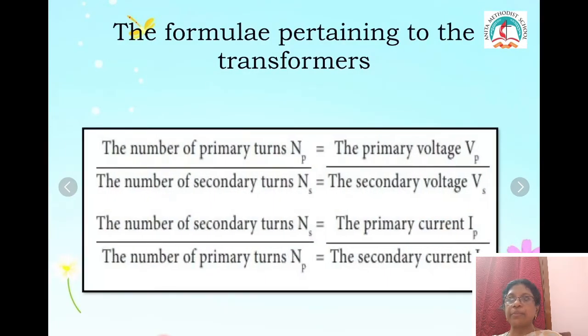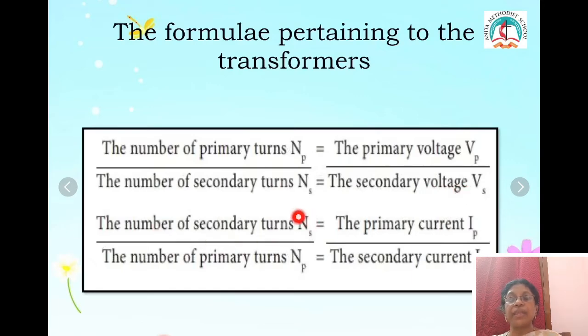Next, the formulae pertaining to transformers. The number of primary turns Np by the number of secondary turns Ns is equal to the primary voltage by the secondary voltage. So Np by Ns is equal to Vp by Vs. The number of primary turns Np is directly proportional to the primary voltage. The number of secondary turns Ns is also directly proportional to the secondary voltage.